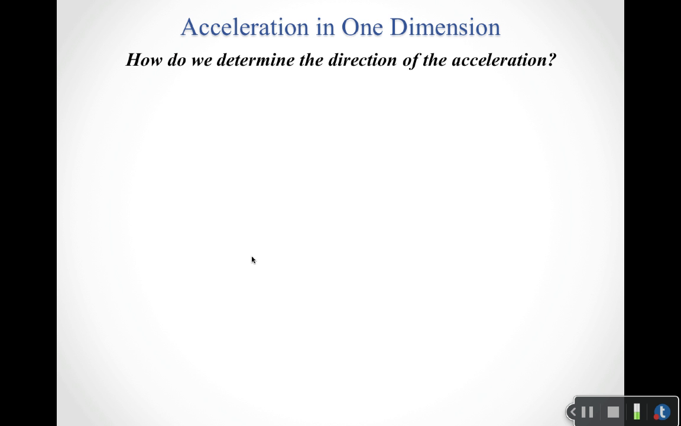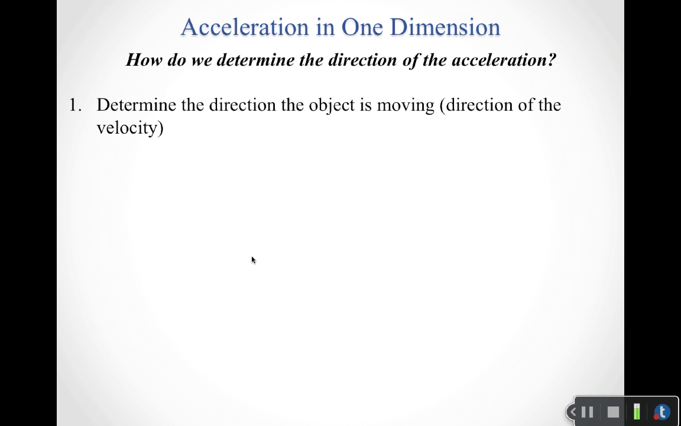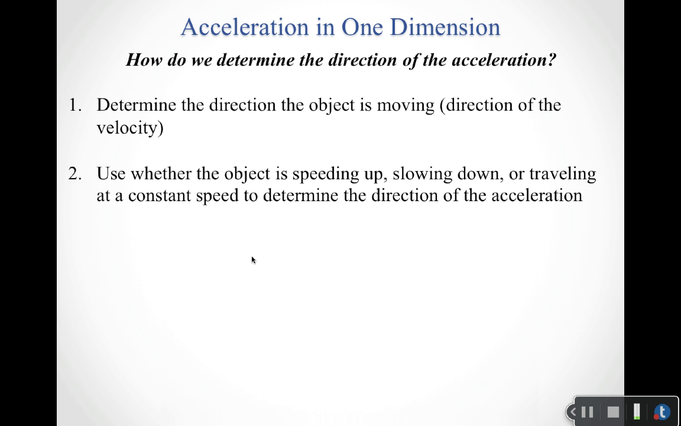Well, basically what we're going to do is use thinking about speeding up and slowing down to determine the direction of the acceleration. So there's sort of two pieces we'll do. First, in most problems, we'll have a sense of which way the object is moving. If I know which way the object is moving, then I'll know the direction of the velocity. And then if I know the direction of the velocity and can think about whether an object is speeding up or slowing down, well, if I know that it's speeding up, then I know the velocity and acceleration have to point in the same direction. If I know that it's slowing down, the velocity and acceleration have to point in opposite directions.